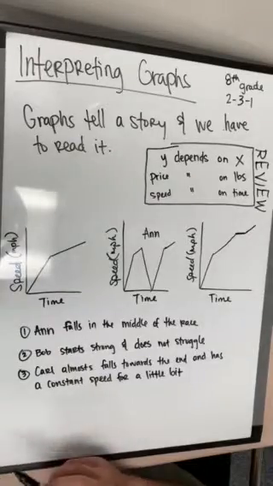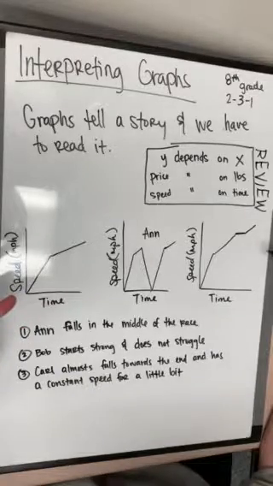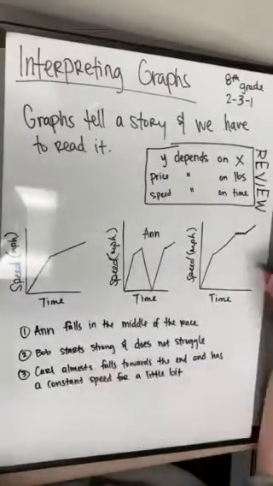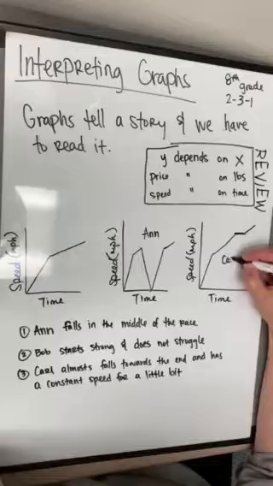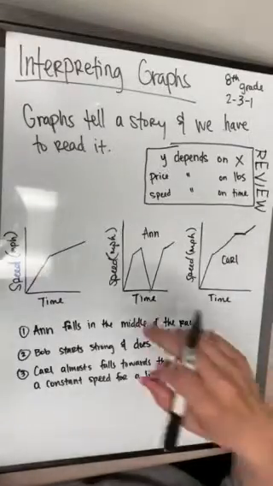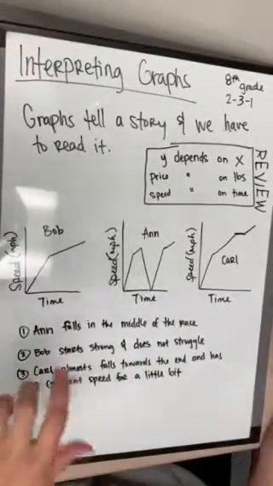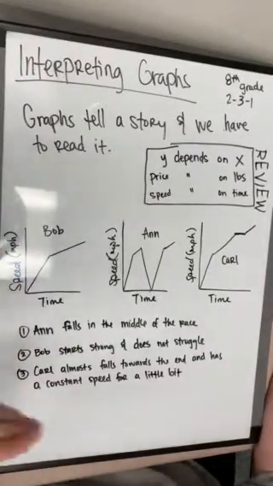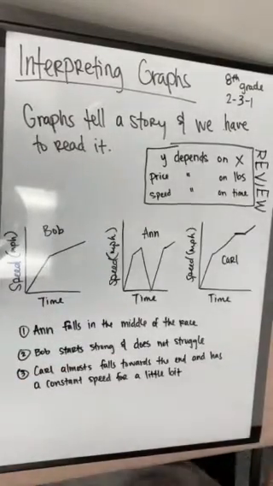Okay. So then Bob starts strong and does not struggle. So it could be this one, could be this one. We need to see what the third one says. Third one says, Carl almost falls towards the end and has a constant speed for a little bit. So this right here tells us that this one is Carl, because that constant speed means he didn't increase or decrease his speed. It just means he struggled right there. Bob, on the other hand, never almost fell. So we're able to put which story goes with which graph by really understanding what's happening along the y-axis and how it correlates with what's happening along your x-axis.